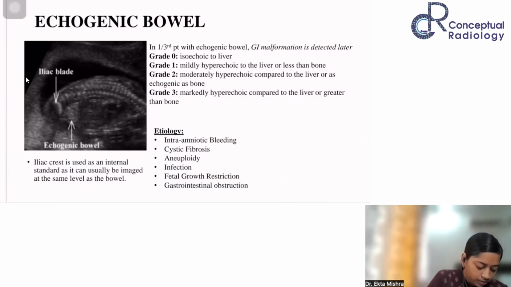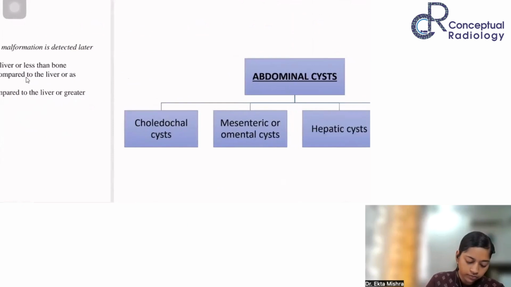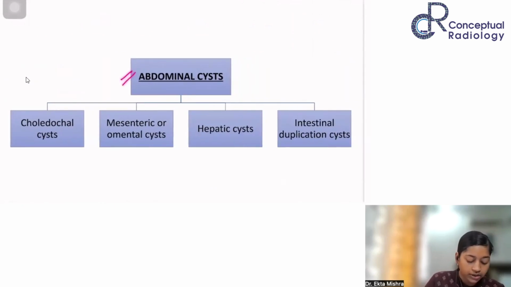And here you are seeing this is the iliac bone and this is the bowel which is echogenic even on low gain setting. So if any suspicion of echogenic bowel arises, always have low gain settings and then compare it with the bone. Okay, coming to the second pathology, abdominal cysts.